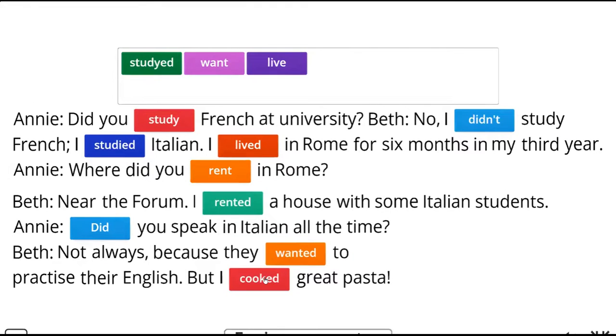Okay, so let's read the conversation and tell me if you want to modify anything. Did you study French at university? No, I didn't study. I studied Italian. I lived in Rome for 6 months in my third year. Where do you rent in Rome? Near the Forum, I rented a house with some Italian students. Do you speak in Italian all the time? Not always, because they wanted to practice their English. But I cooked great pasta.